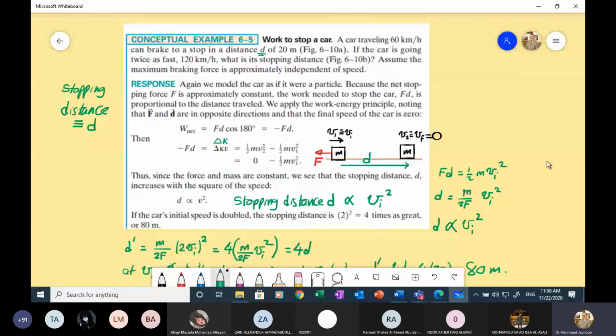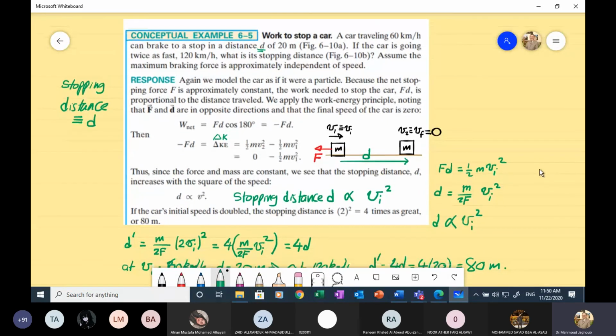Some people might think it is 2 times 20 is 40. Why 2? Because they think that we multiply the velocity by 2, it's 120. So multiply the stopping distance by 2 to get 40. And in fact, the answer is no. We will see why. A lot of people will think the distance doubled, but no, it's not doubled. It's multiplied by 4, and we will see why.